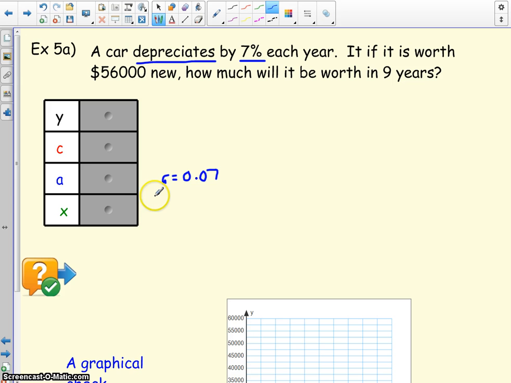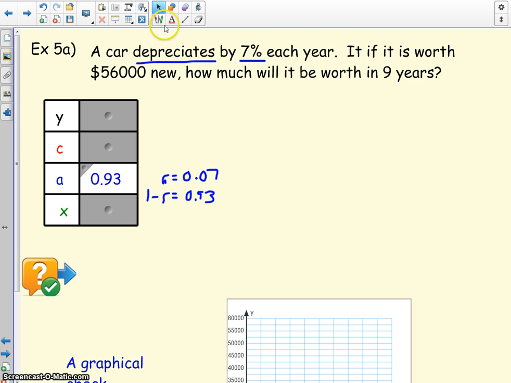So that would mean that our A value, since it's decay, will be 1 minus that decay rate. So 1 minus 0.07 would be 0.93. So each year it's going to lose 7% of its value. So we're going to represent that with a base of 0.93.